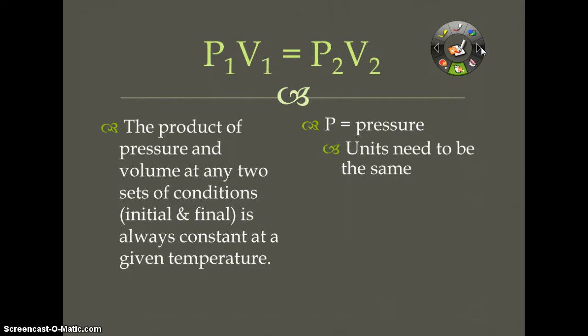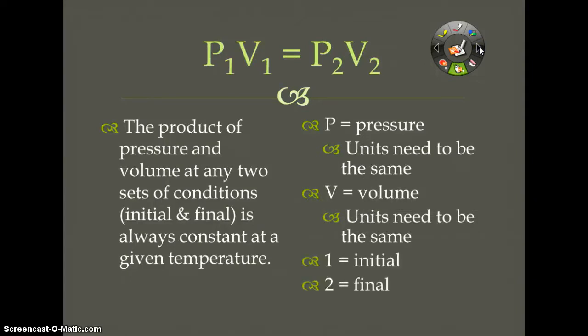Your units just need to be the same going both ways. And V is going to be for volume. Again, units need to be the same. 1, so P1 and V1 are going to be your initial pressure and volume. 2, your P2 and V2 are going to be your final pressure and volume. So you're going to be given 3 variables and asked to solve for the 4th.